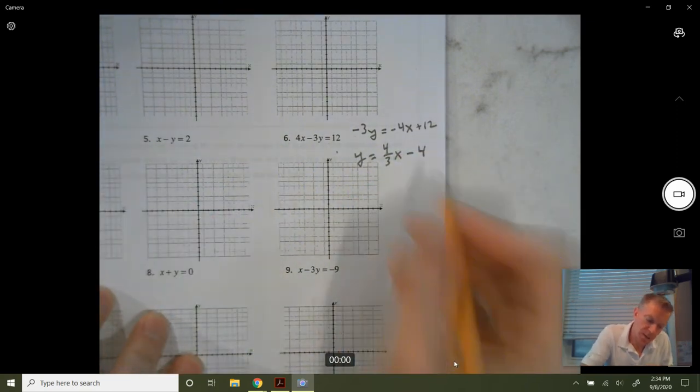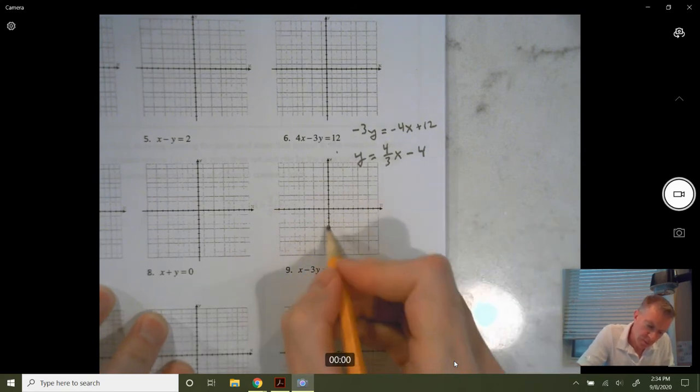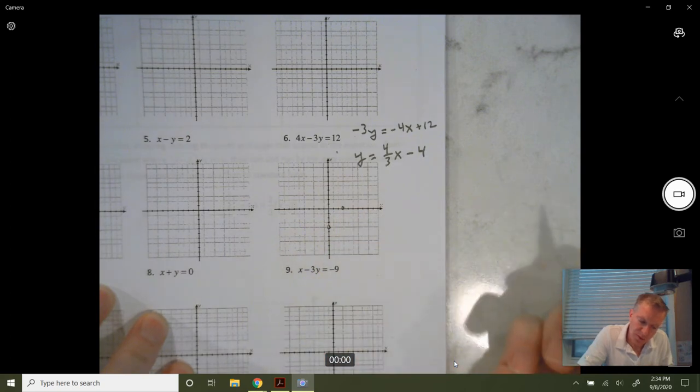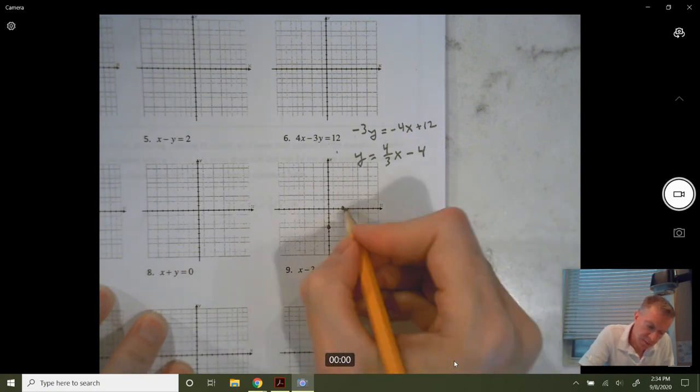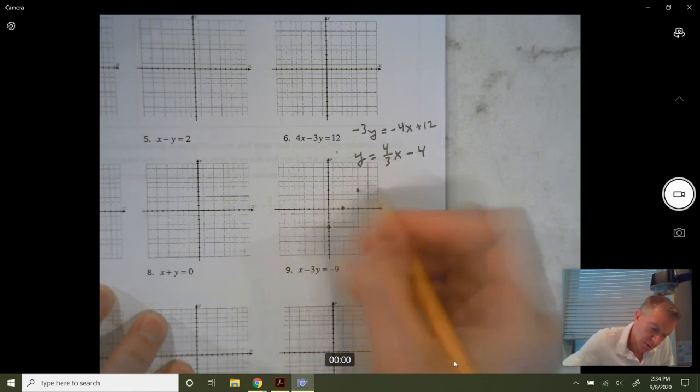Okay, so your y-intercept is down 4. 1, 2, 3, 4. Your slope is positive 4/3. So up 4 over 3. You really only need 2 points to make a line, but let's do another one. 1, 2, 3, 4. 1, 2, 3. And you could draw your line.